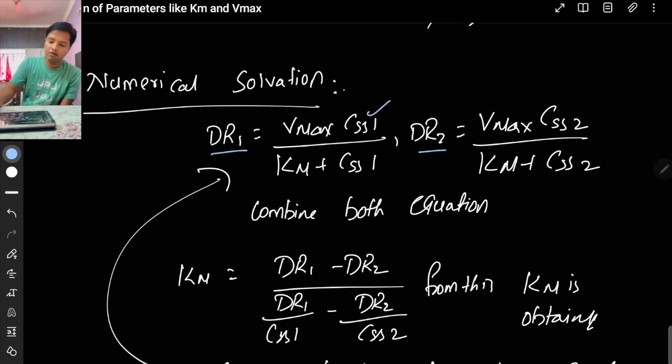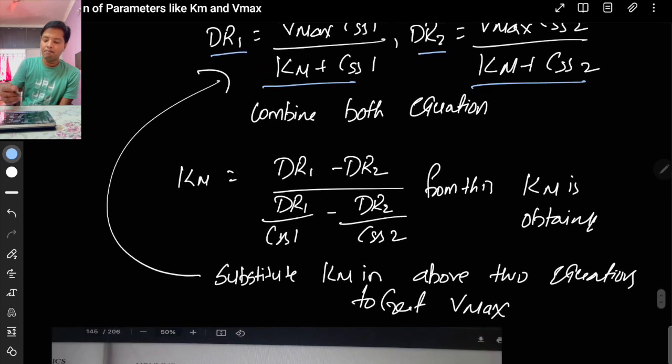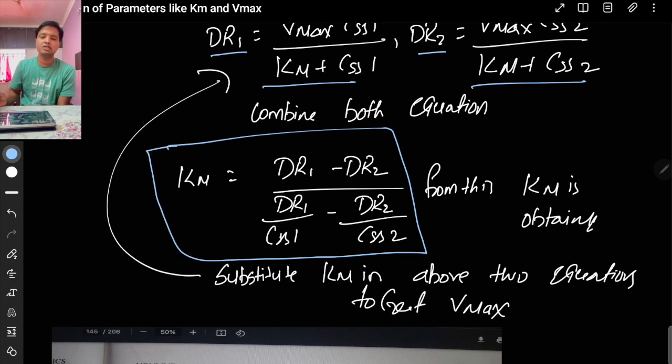For two dosing rates, we have two equations for steady state in the case of the Michaelis-Menten equation. If you conduct the experiment at two dosing rates, you will get two Michaelis-Menten equations for steady state. So this is the first equation, this is the second equation. If you combine both equations and rearrange, you will get this equation. In this equation, you are going to find the Km value. You need to substitute the values of Dr1, Dr2, CSS1 and CSS2, and you will get the value of Km.